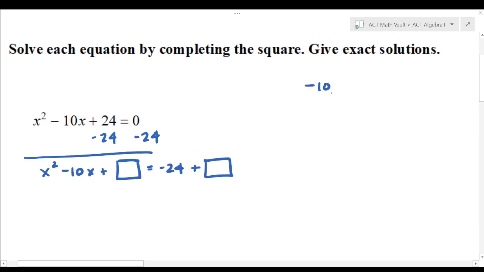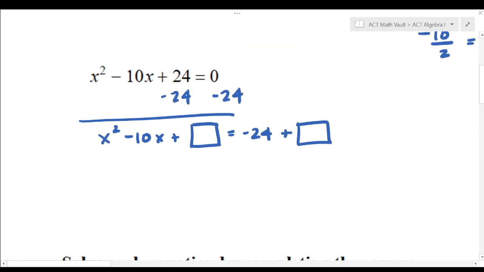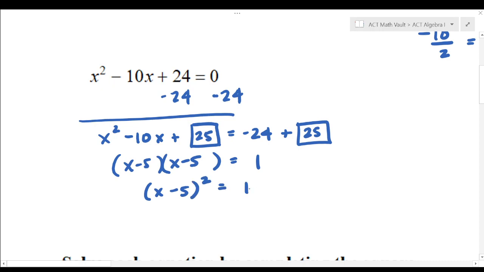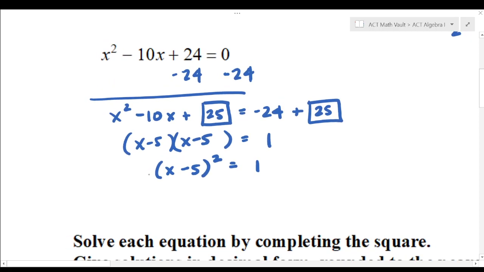Well, I can take this negative 10 and cut it in half. That would give me negative 5. And I can take that negative 5 and square it to get 25. So that is going to give me positive 25. Whatever I have on one side, or whatever I add to one side, I must add to the other. And now once I factor this, I get x minus 5 squared equals 1. What I love now is I can use the square root method because we have something squared.